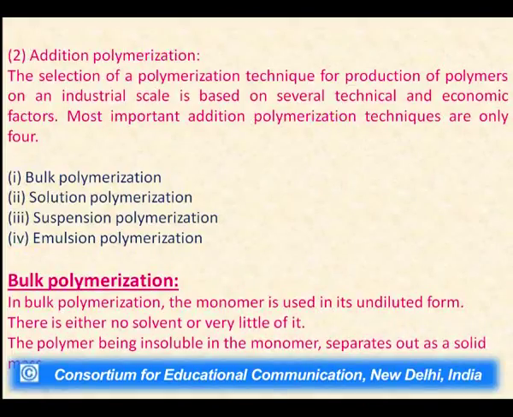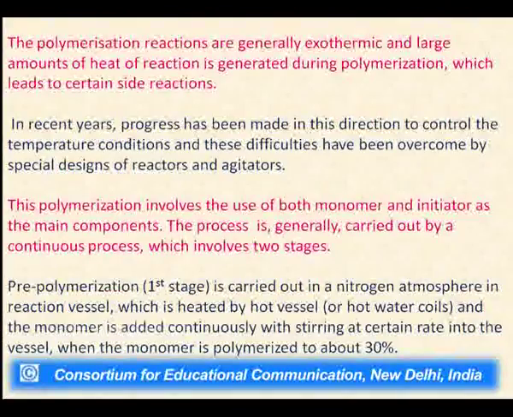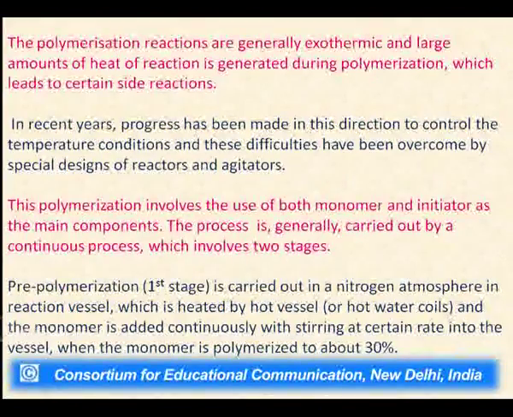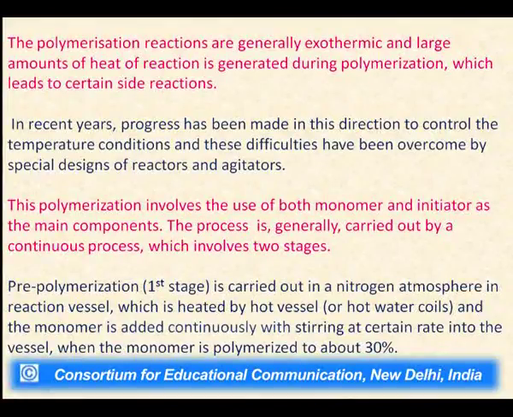In bulk polymerization, the monomer is used in undiluted form. There is either no solvent or very little of it. The polymer, being insoluble in the monomer, separates out as a solid mass. The polymerization reactions are generally exothermic and a large amount of heat of reaction is generated during bulk polymerization, which leads to certain side reactions. In recent years, progress has been made to control the temperature conditions, and these difficulties have been overcome by special designs of reactors and agitators.